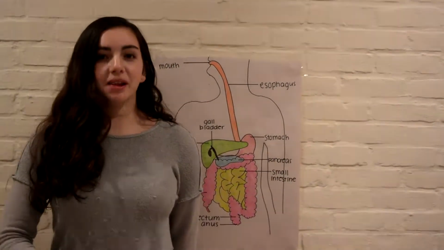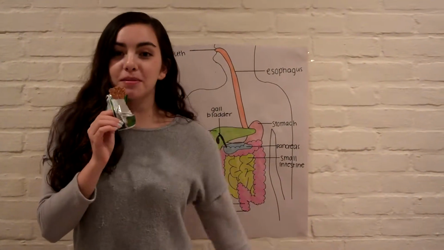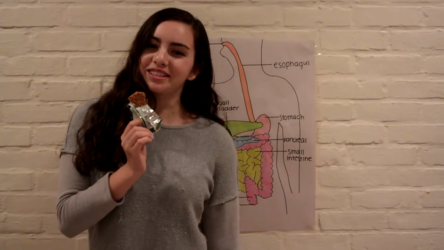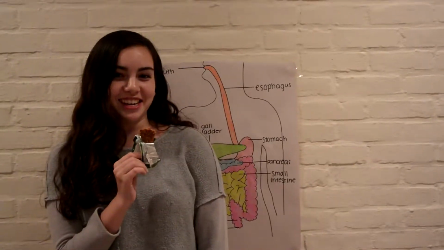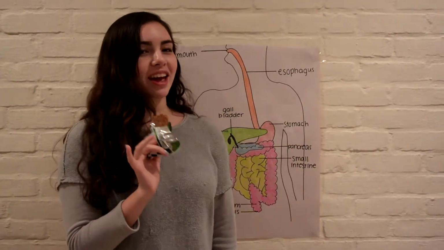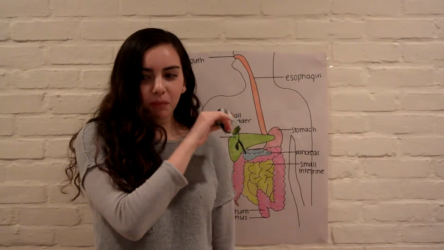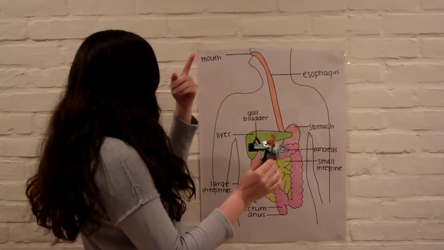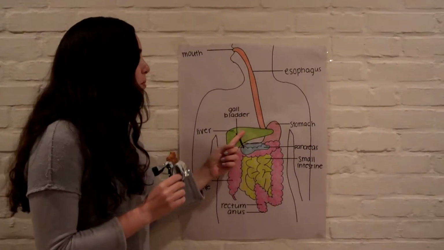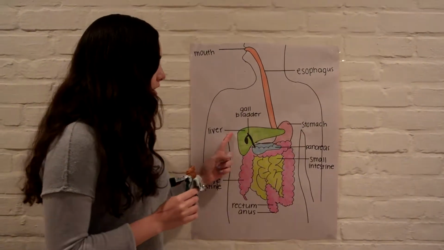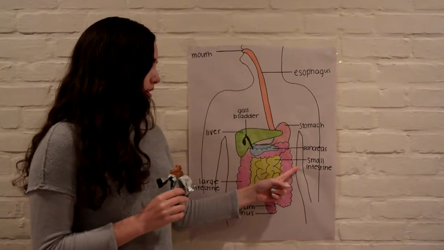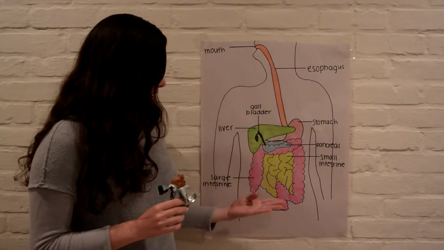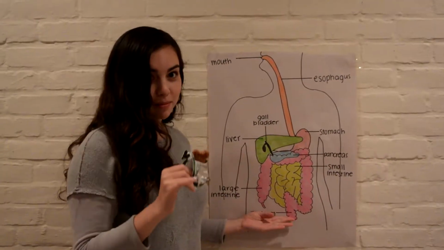The digestive system is made up of organs that work together to break down foods and turn them into energy in order to help your body work and grow. The digestive system includes the mouth, the esophagus, the gallbladder, the stomach, the liver, the pancreas, the small intestine, and the large intestine, and don't forget the rectum.